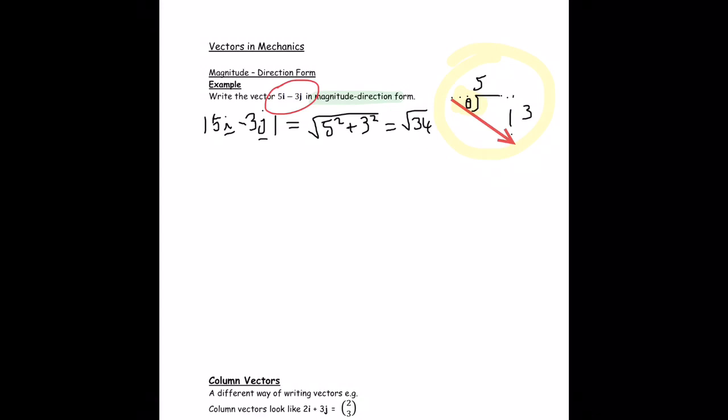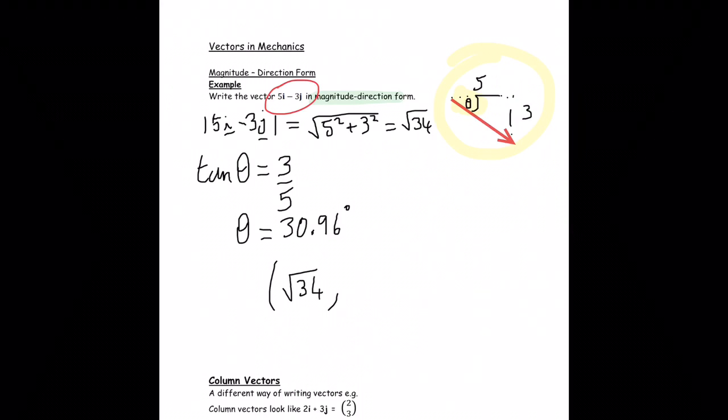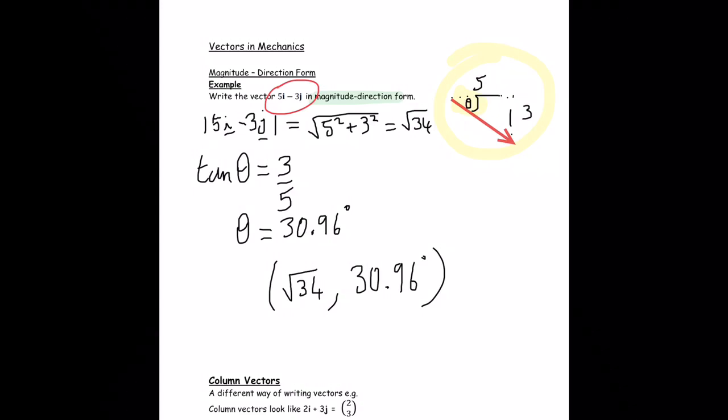They may specify in the question where to get the angle from, but in this case they haven't. So I'm going to work out that angle by seeing that it's a right angle triangle, and tan of that angle theta is equal to the opposite side over the adjacent side, so theta is tan to the minus 1 of 3/5, which comes out as 30.96 degrees. So in magnitude direction form, like a set of coordinates, magnitude first, direction second. There we go, that's that vector in magnitude direction form.